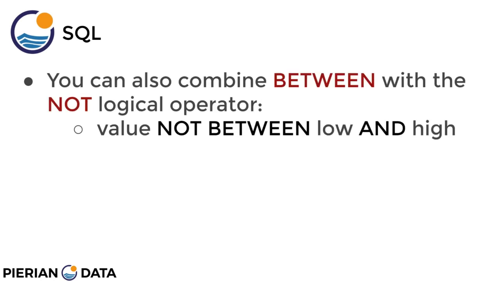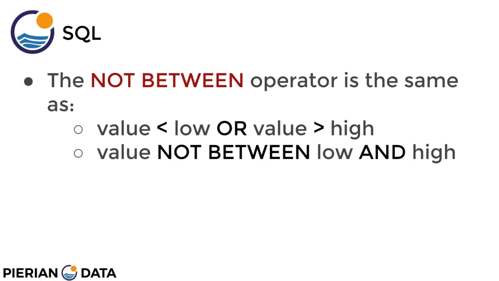You can also combine the BETWEEN keyword with the NOT logical operator, essentially asking where is the value not between low and high. And this is the same as asking value less than low or value greater than high. Note here that we are exclusive of the actual low point and high point. So what I mean by that is for the NOT BETWEEN statement, if you're saying something like value not between 8 and 9, if a value happens to be 8, it's not going to be included in the NOT BETWEEN.